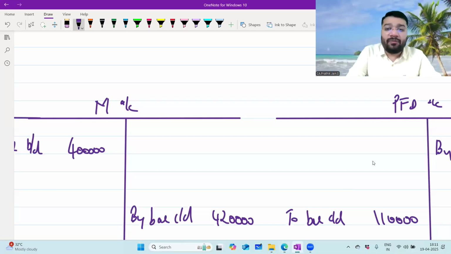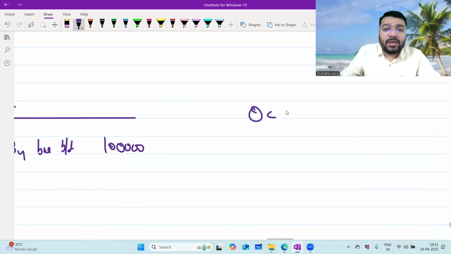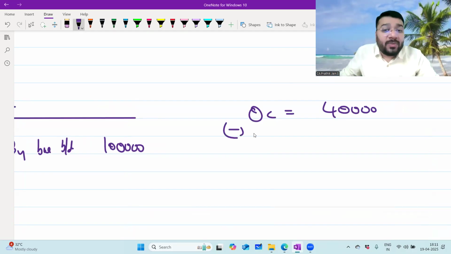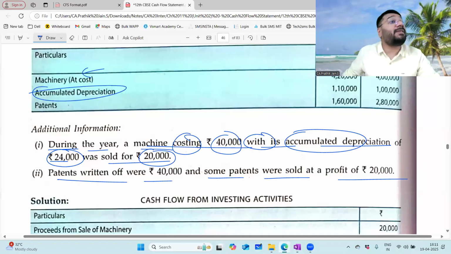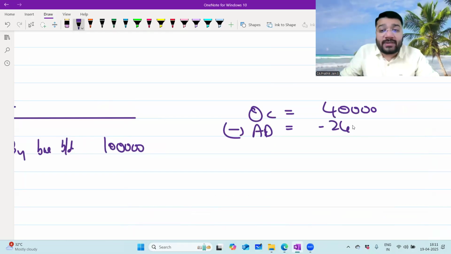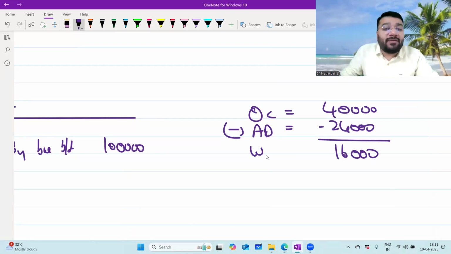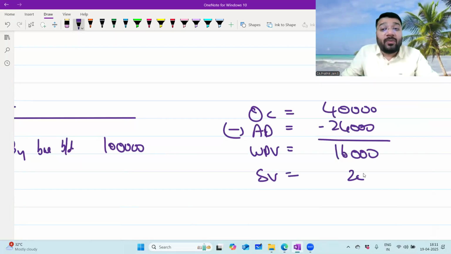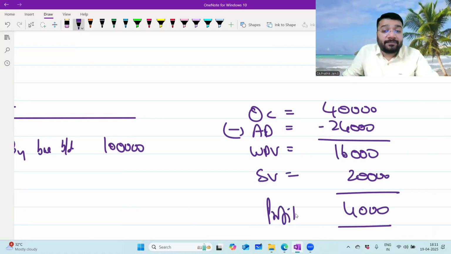Working note: calculation of profit and loss. Original cost is how much? 40,000. 40,000 is the original cost of the asset. In that, how much worth of the asset have you used? What is your accumulated depreciation? The usage value of the asset is 24,000. You've used 24,000 worth of the asset. So what is the unused value of the asset? 16,000 is the unused value of the asset. We call this WDV or book value. This 16,000 worth of the asset is sold for 20,000. So sale value is how much? 20,000. Profit or loss? 4,000 profit.